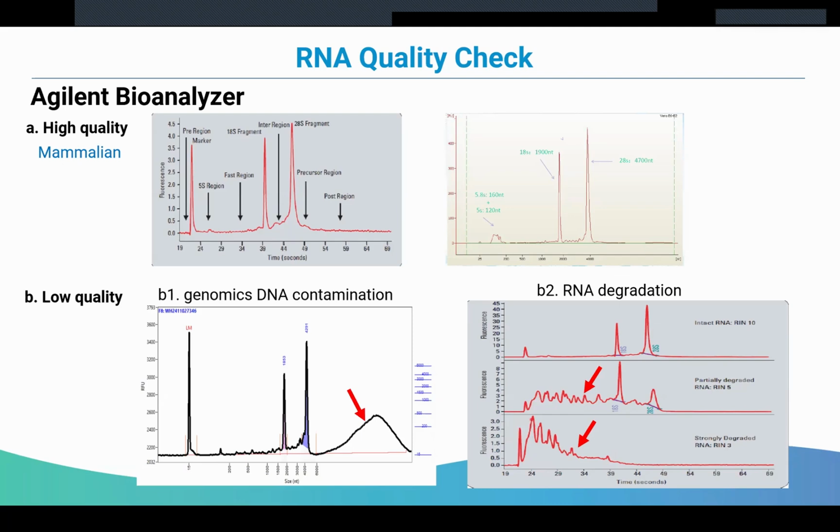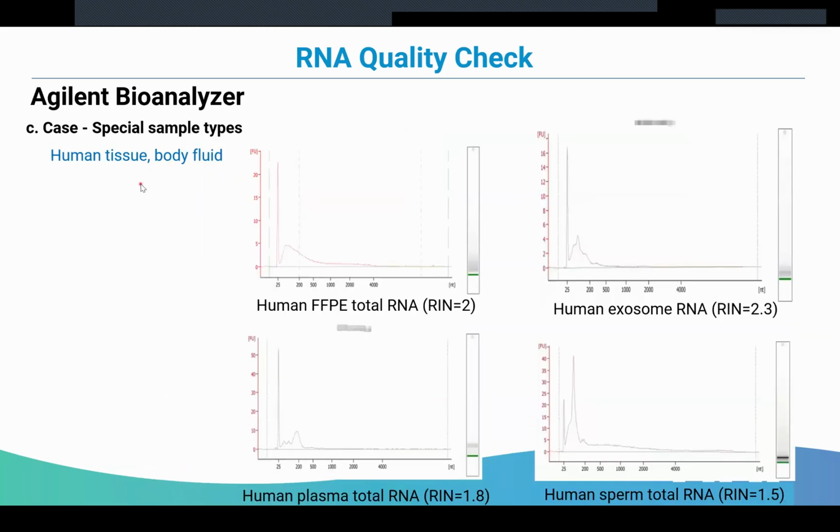Next, I will show some of the testing results of special sample types. For the human tissue, such as the FFPE total RNA, because of the treatment of the tissue, the total RNA was degraded, and the ribosomal RNA peak disappeared, and we can see the small fragments in this region. And the RIN value is 2, which indicates a really bad integrity of the total RNA. This is a very normal situation for FFPE samples, especially those stored for a very long time.